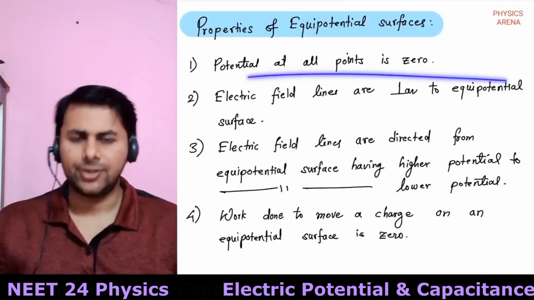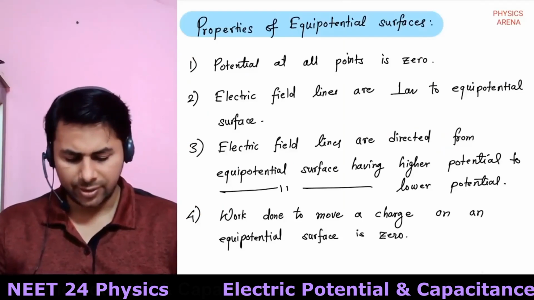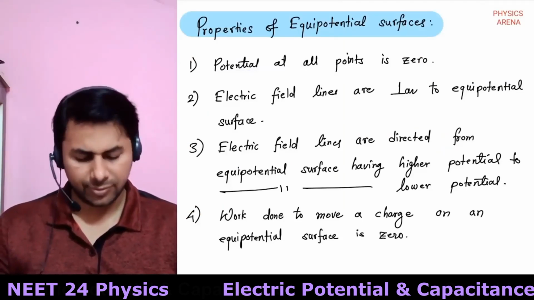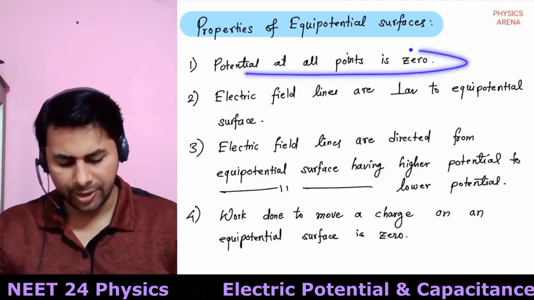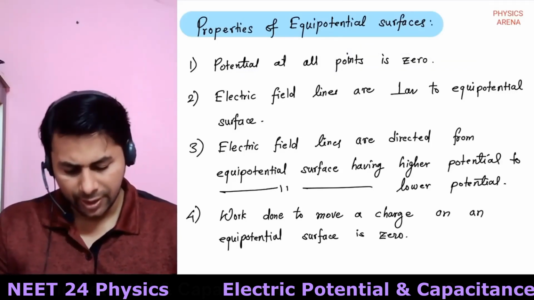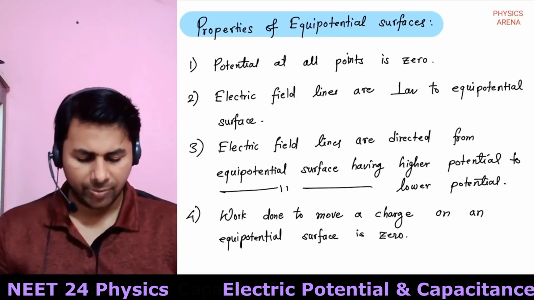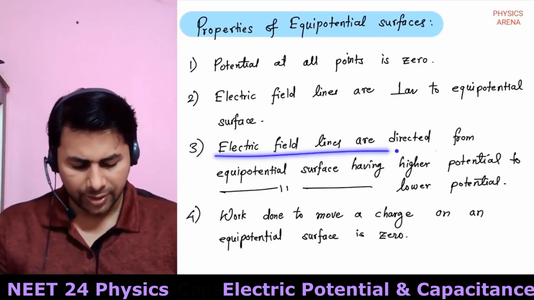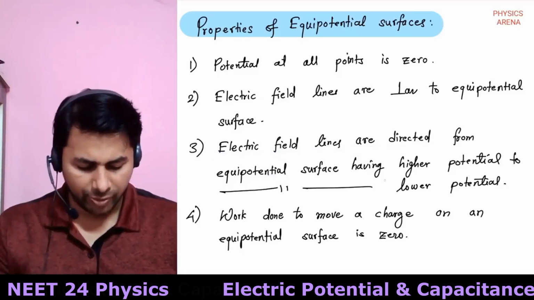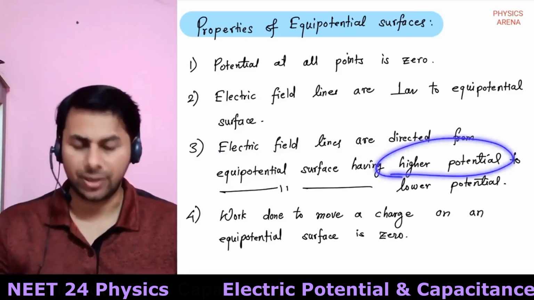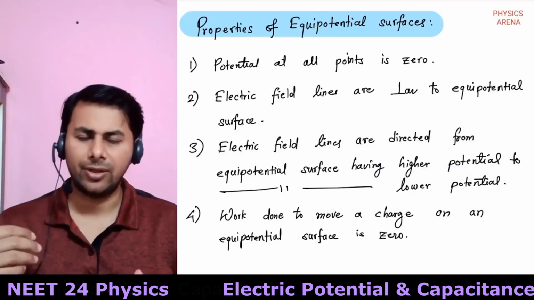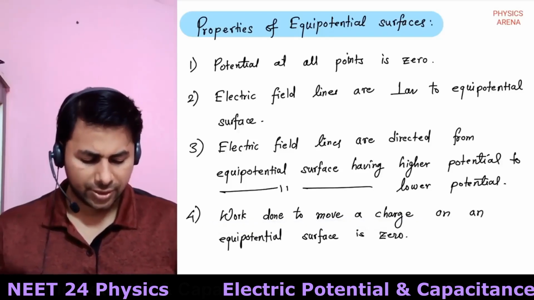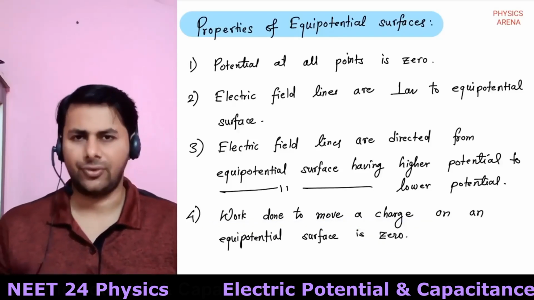So there are some properties of these equipotential surfaces. What are these properties? Potential at all points is 0. This is the first property, or this is the definition of this equipotential surface. Then electric field lines are perpendicular to the equipotential surfaces. We discussed this. The electric field lines are directed from the equipotential surface having higher potential to the equipotential surface having lower potential. We discussed this also. Work done to move a charge on an equipotential surface is 0.